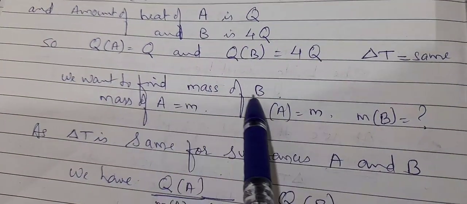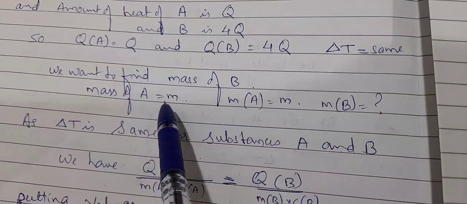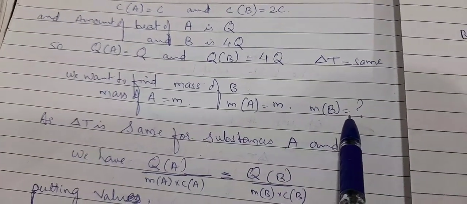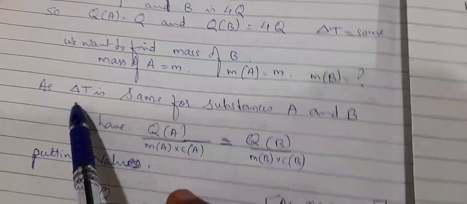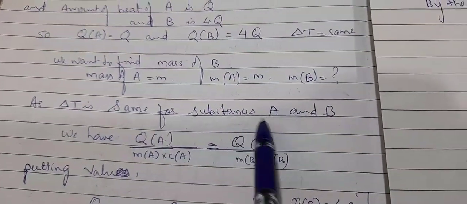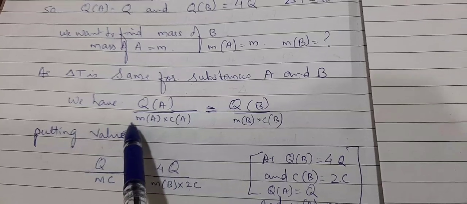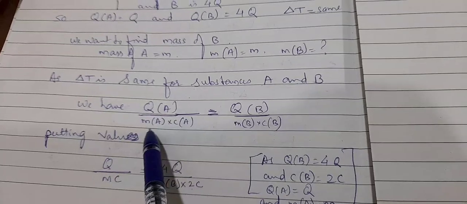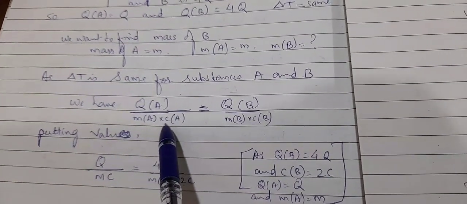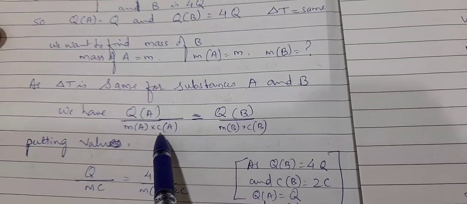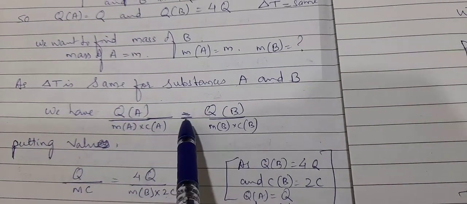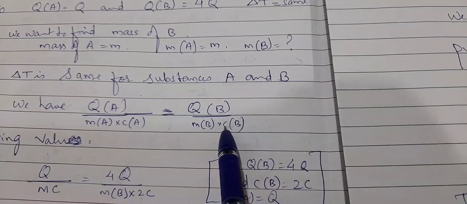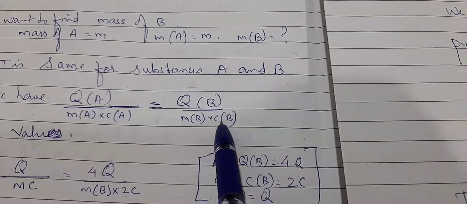Now we want to find mass of B. Mass of A is m, so we can write mass of A is equal to m. Mass of B we have to calculate. As change in temperature is the same for substances A and B, we have Q_A upon mass of A into specific heat of A, C_A, is equal to Q of B upon mass of B into specific heat of B.